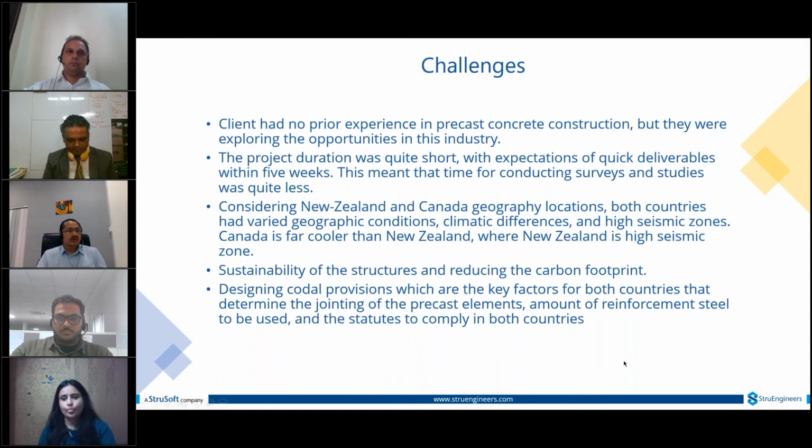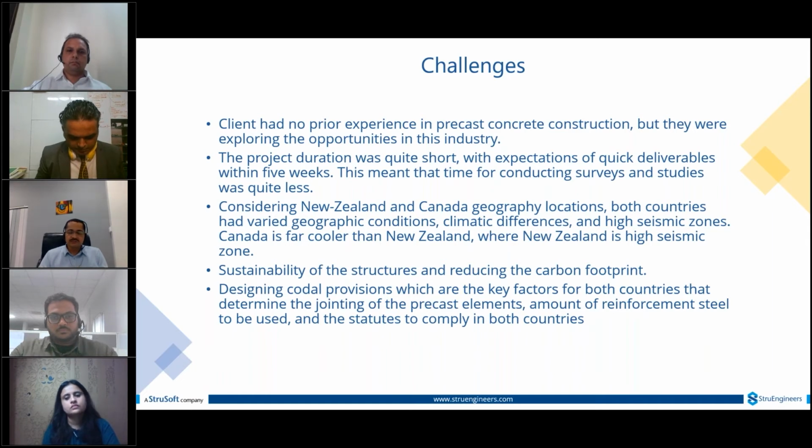And one more important part was the podal provision, because when we come to New Zealand, there was seismic activity. So the connections and the jointing, as Mangesh said, are different from Nunavut. And then there is the insulation part, where energy consumption matters when we are heating the building from inside. So insulation is very important when we come to the Arctic region. Both projects had different challenges, but we could do it with our great teams here.